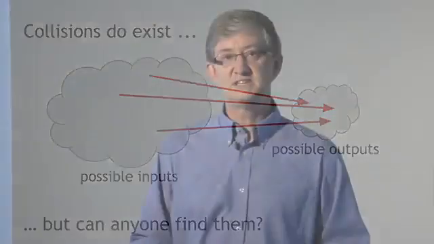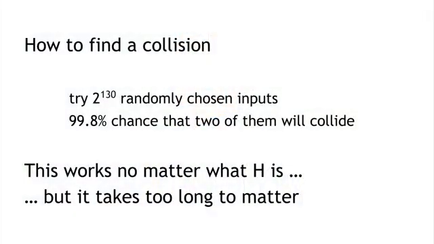Okay. Now, to make things even worse, I said that it has to be impossible to find a collision. Let me tell you how to find a collision, because there's a method that's guaranteed to work. The method works like this: we're going to pick 2 to the 130 randomly chosen inputs from the left cloud of that previous diagram. And if we pick those 2 to the 130 randomly chosen inputs, it turns out there's a 99.8% chance that at least 2 of them are going to collide. So this is a very simple method for finding a collision. It works no matter what the hash function is, but of course the problem is that this takes a very, very long time to do. You have to compute the hash function 2 to the 130 times, and that's of course an astronomical number. This method works no matter which hash function we're using.